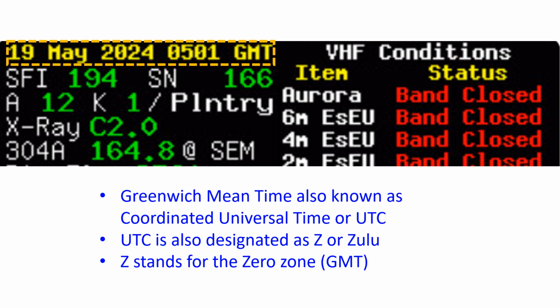Date and time are displayed with time format as GMT, which stands for Greenwich Mean Time, also known as Coordinated Universal Time or UTC. UTC is also designated as Z or Zulu. Zulu stands for the Zero Zone GMT.